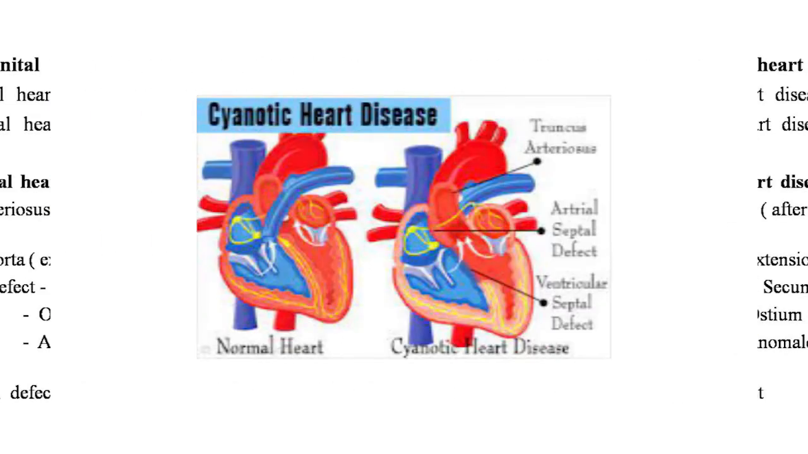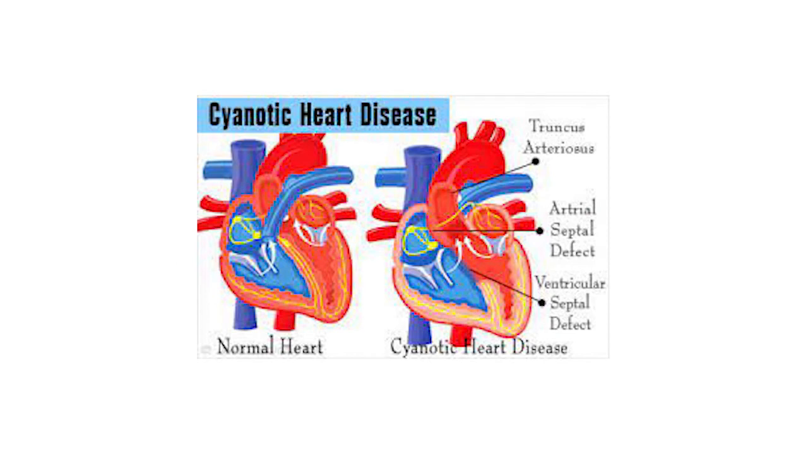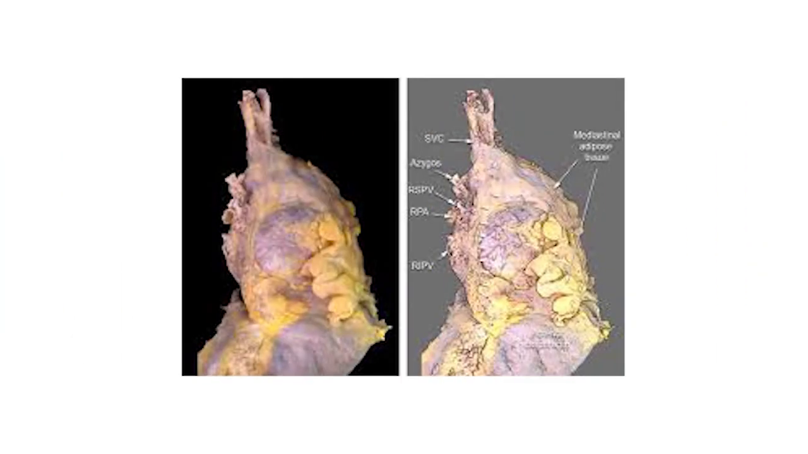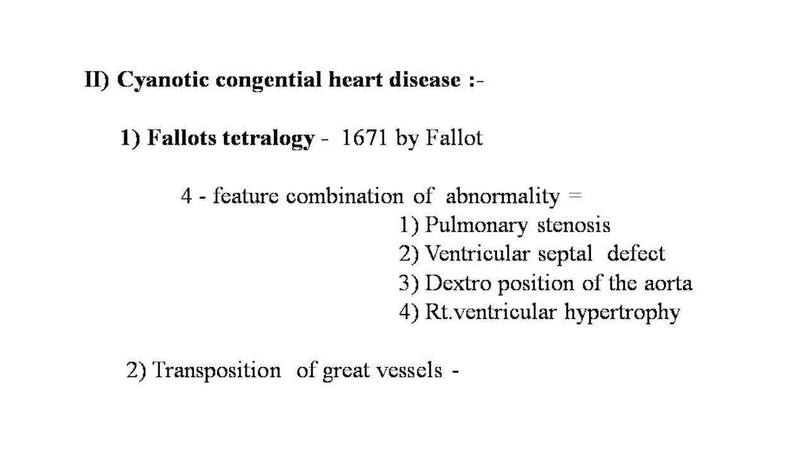And now the cyanotic heart diseases, here is a normal heart at the left side, and the cyanotic heart disease, that is the truncus arteriosus is clearly seen, atrial septal defect is there, ventricular septal defect is there. Now this is the pericardium. Now the cyanotic congenital heart disease. In cyanotic congenital heart disease, the patient becomes cyanosed very soon after birth. The most important and common in this group is the Fallot's tetralogy.